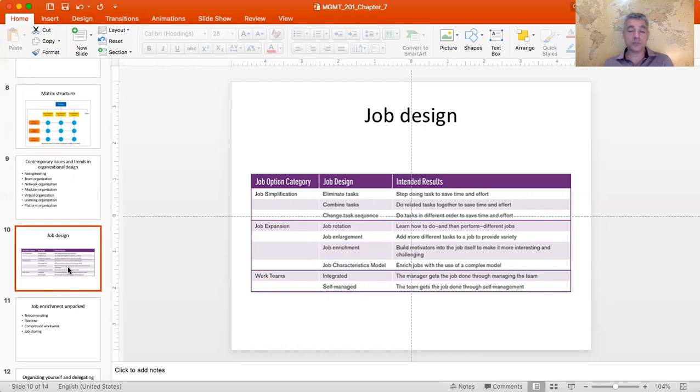So first of all, let me start with job simplification. What it basically means is that you try to get rid of all the unnecessary elements within a specific job, right? So chances are, in whatever it is that you do, there are many tasks that are really unnecessary, and so you try to eliminate them.